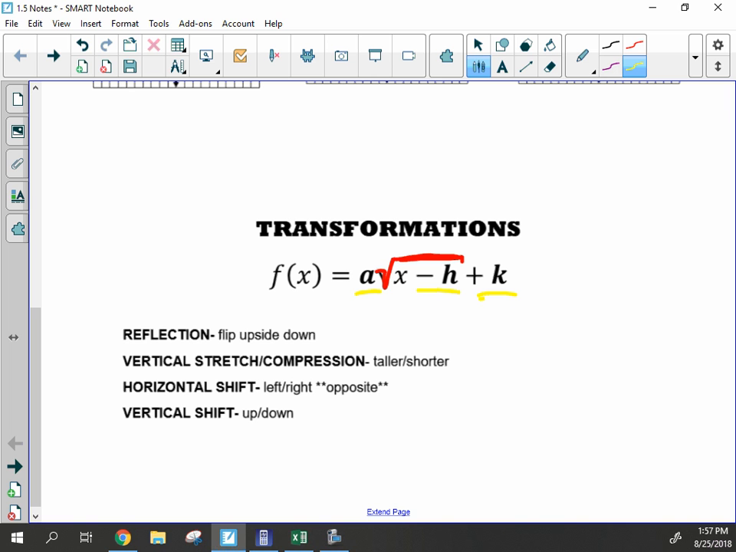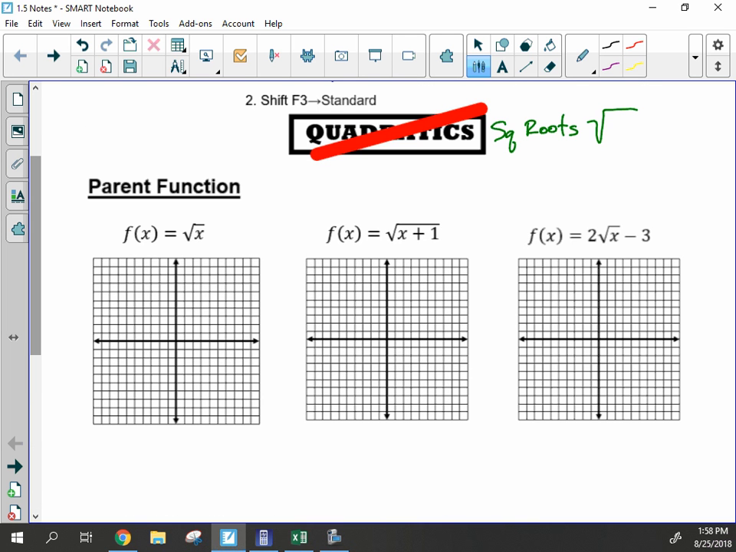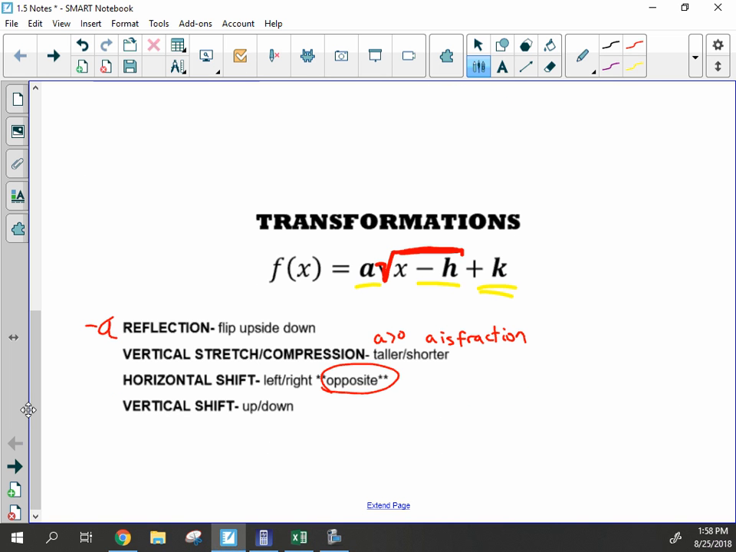Now every single one does the same exact thing from before. The reflection is when A is negative. The vertical stretch is when A is bigger than 1, so taller is when A is bigger than 1. Shorter is when A is a fraction. The horizontal shift is still opposite, and it's always on the inside. And then your vertical shift is your up and down. That's the one that's on the outside, at the far right. So nothing changes, okay? Also, I forgot to mention, the starting point for this is just H, K.